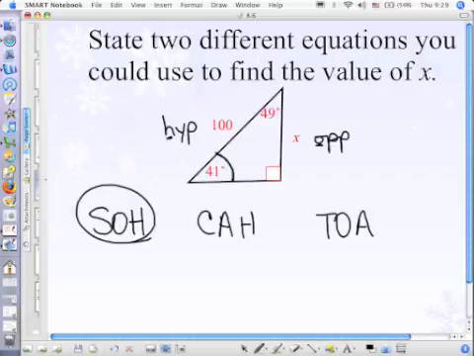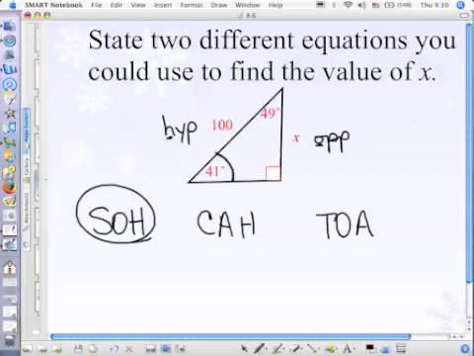If the hypotenuse is labeled, I'm going to use the hypotenuse. Anytime it's a right triangle, I can use any one of these. These are functions to help us find information out about right triangles. I don't know if I understood your question correctly. Why is that the hypotenuse? Because it's the longest side.